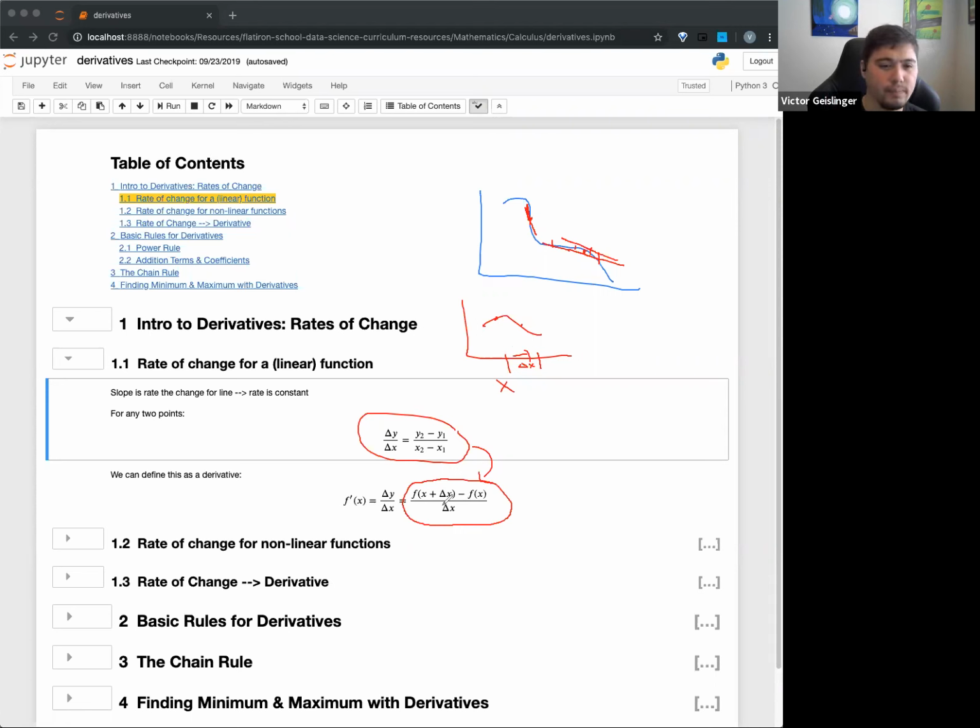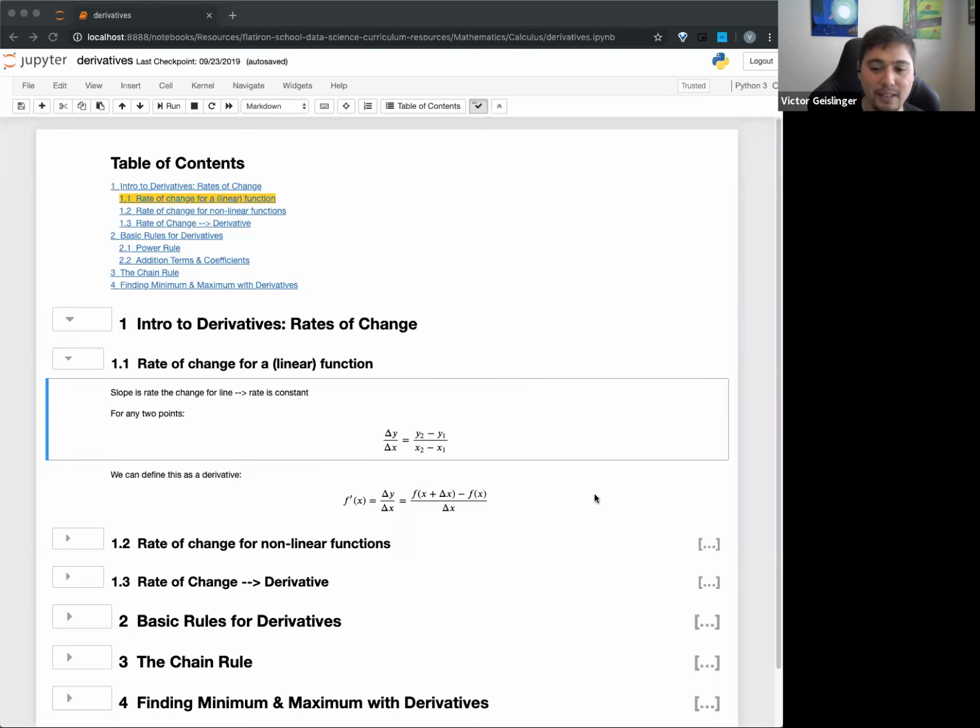Okay, so that makes sense, hopefully. So if anyone ever asks me what the derivative is, I'll just say it's the slope. That's pretty much all that really matters. Okay, cool. Simple enough. And then we get into the different parts.